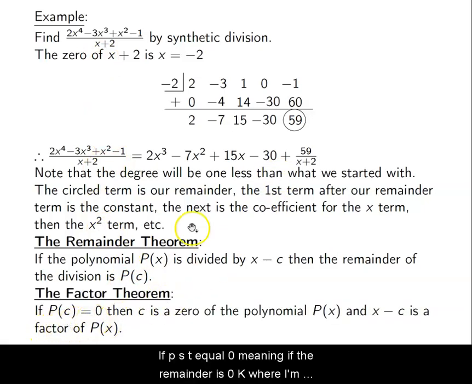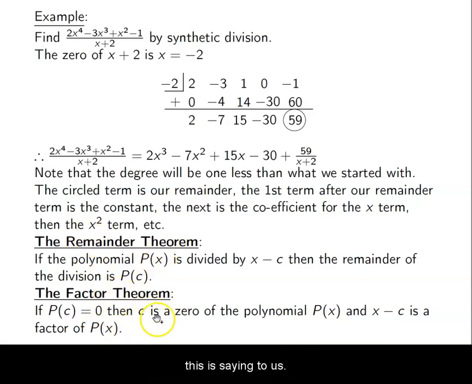If p of c equals 0, meaning the remainder is 0, or I'm sorry, if you plug c into your polynomial and get 0, it would be the exact same thing as having x minus c as a factor of your polynomial. So the factor theorem with the remainder theorem is extremely powerful.